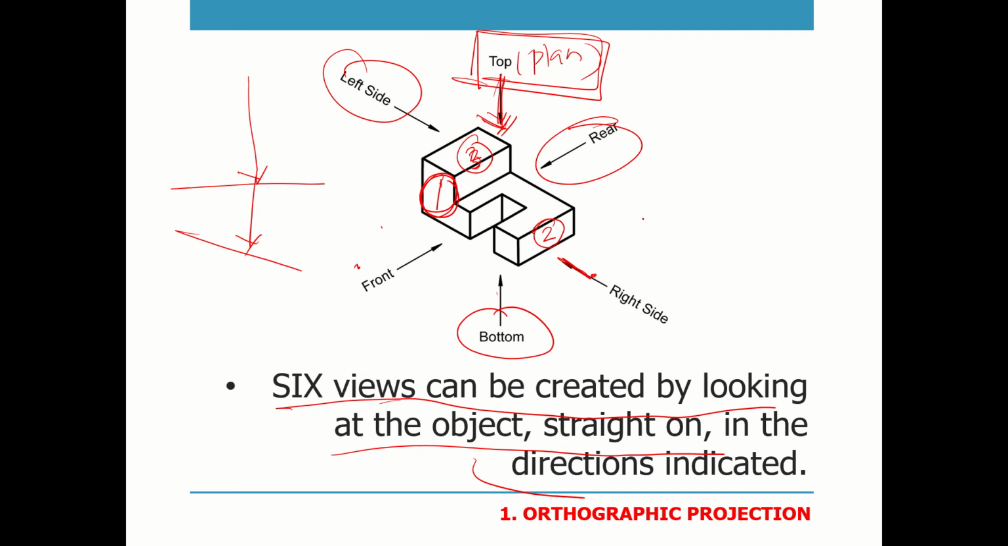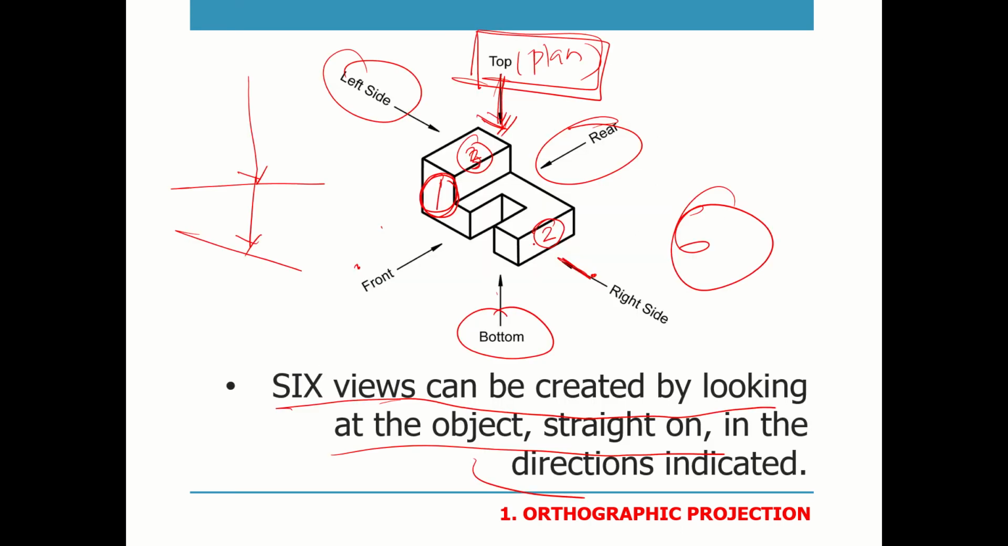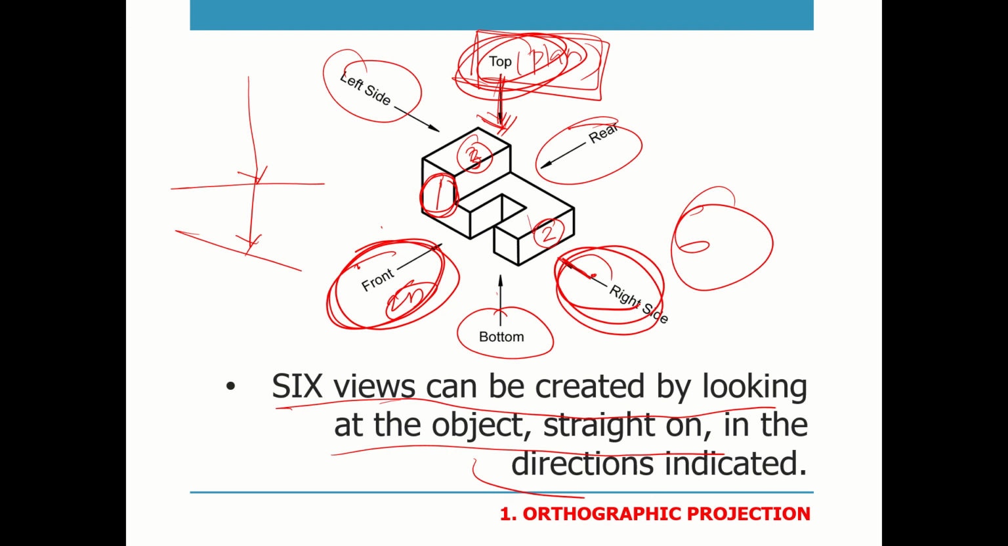Okay, however, there are 6 types of views. Primarily we use front view, front 2D drawing, top 2D drawing, and right side 2D drawings. Okay, so these are the only primary drawings that we use when we use orthographic projections, primarily.